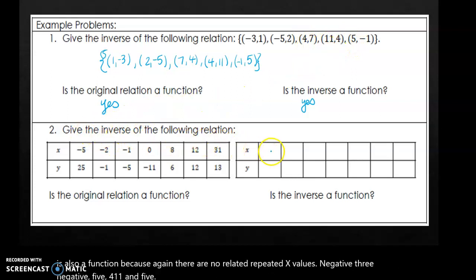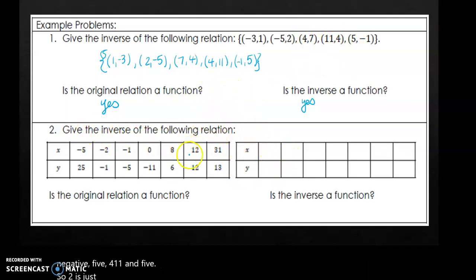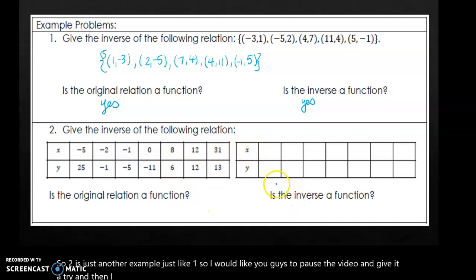So number 2 is just another example just like number 1. I would like you guys to pause the video and give it a try, and then you can unpause it and see how you did.